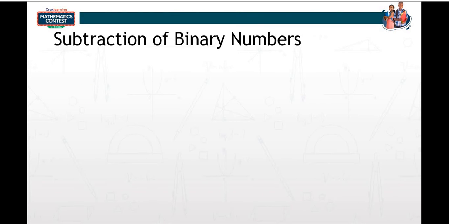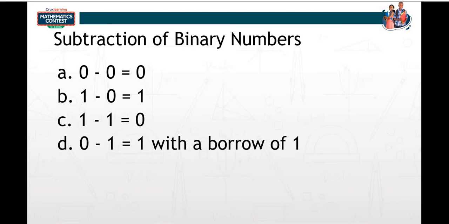So we'll go to subtraction. These are the rules in subtraction. 0 minus 0 is 0. 1 minus 0 is 1. 1 minus 1 is 0. 0 minus 1 is 1 because we are going to borrow from the other side.